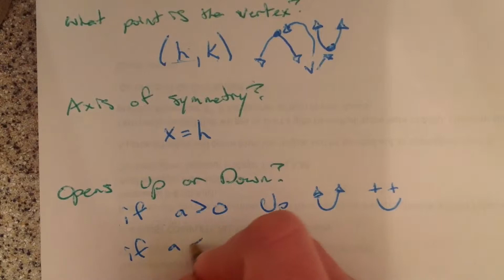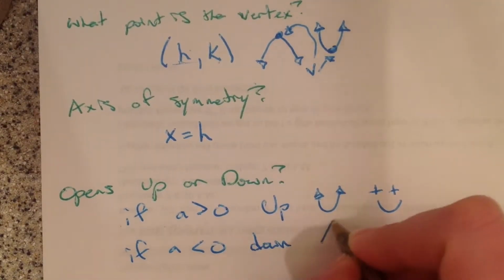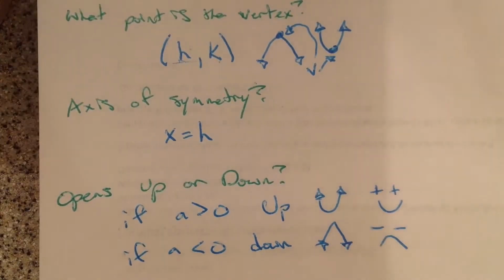If a is less than 0, if that number in front is negative, it opens down. So it takes on a shape like this. So the way I remember it, to draw that sad face, hopefully one of those will keep in your mind as you're working through these.